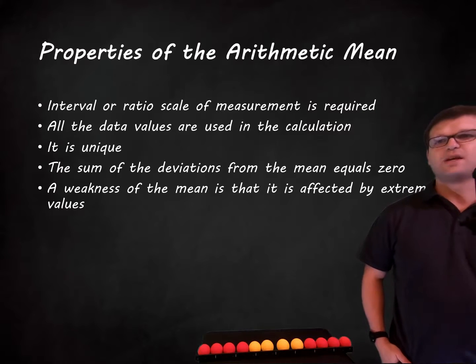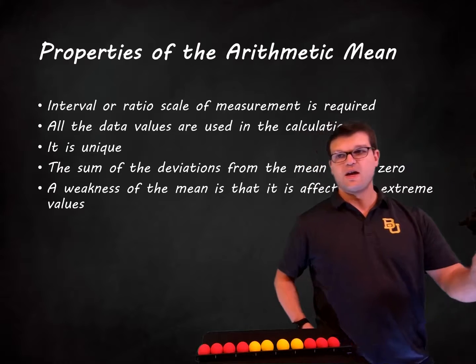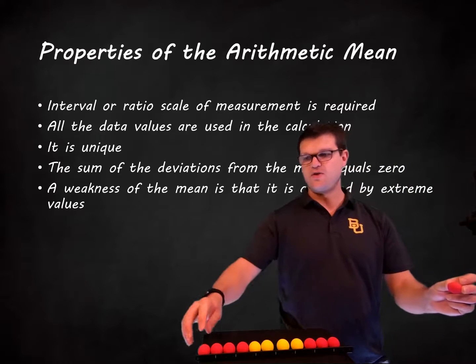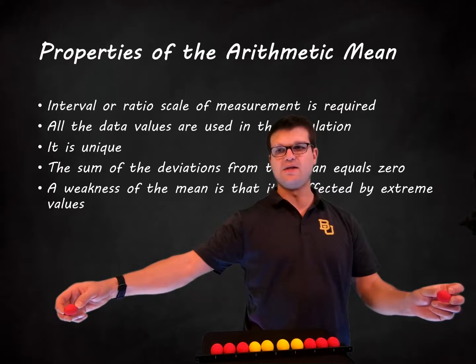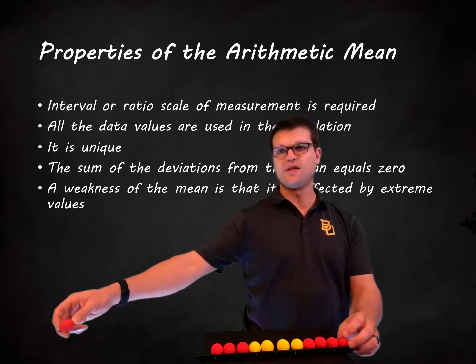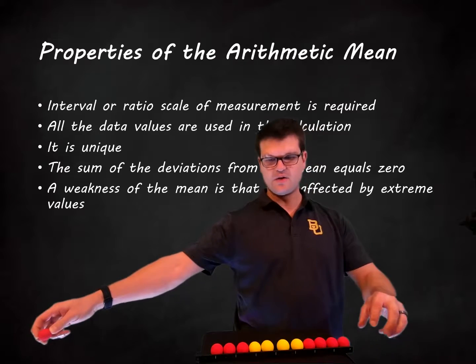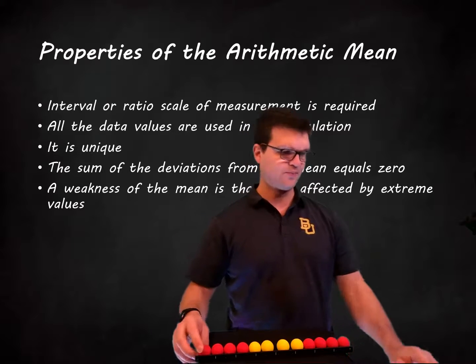And then a weakness of the mean is that it's affected by extreme values. So in other words, if you had this one all the way over here, and you have this one all the way over here, it affects that mean that's in the middle. You average all of these together, and you have this one all the way down here. It's going to pull all the rest of these down towards that one. So it's affected by extreme values.